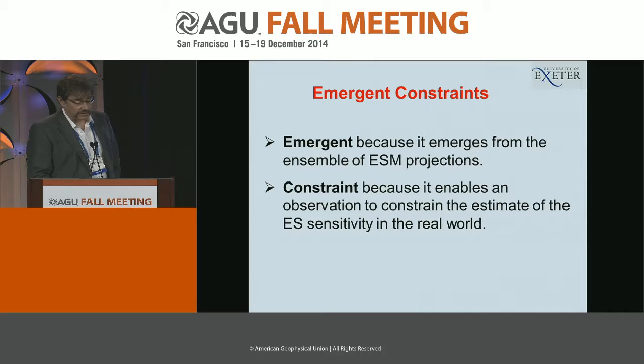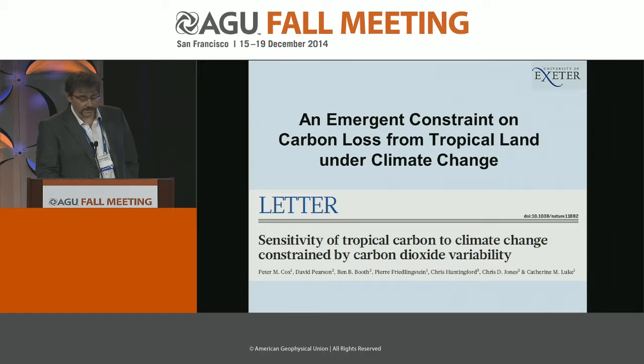And it's a constraint because it enables an observation of the short-term variability to constrain the estimate of the Earth system sensitivity in the real world. This makes an assumption that where models agree, and they don't agree on much, we believe them. Okay, so I'm sure there'll be questions on this, but it's quite a common assumption to make. It's rare to get models agreeing on a relationship. When they do, I think it's robust. And the last speaker gave a lead into this, but I'll explain why we got excited by it.